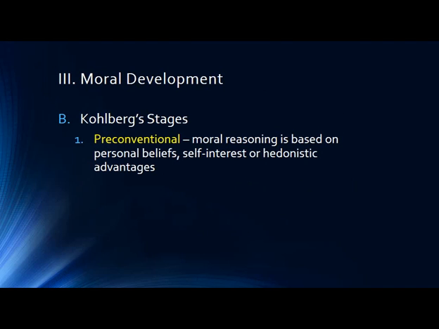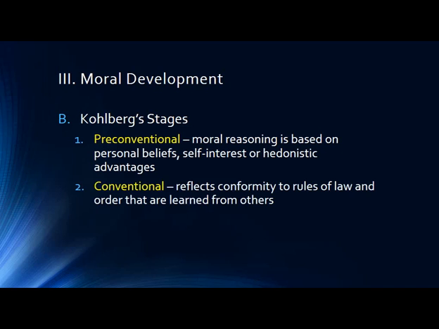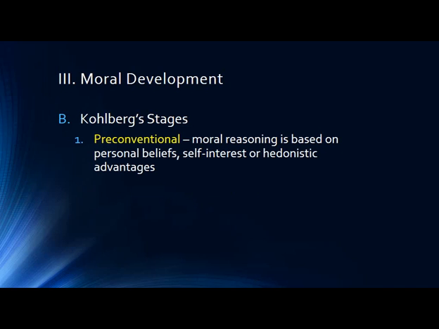In the pre-conventional stage, moral reasoning is based on personal beliefs, self-interest, or hedonistic advantages. So in this case, of course, the man should have stolen it because he loved his wife. Really just that simple. It was perfectly fine to be selfish. The druggist was being selfish. Of course, you can also say he should not have stolen it because the druggist deserved his money.